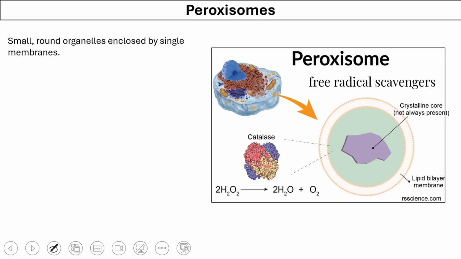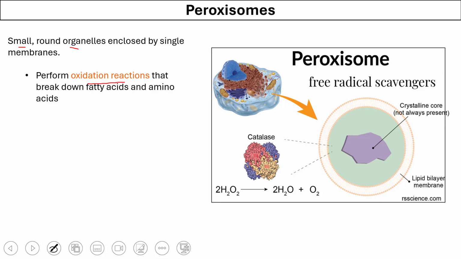So peroxisomes are small round organelles which are enclosed by a single membrane. Peroxisomes are associated with oxidation reactions, so they oxidize various substrates. For example, they oxidize the fatty acids and amino acids at the time of their metabolism. The byproduct of these oxidation reactions is peroxides.